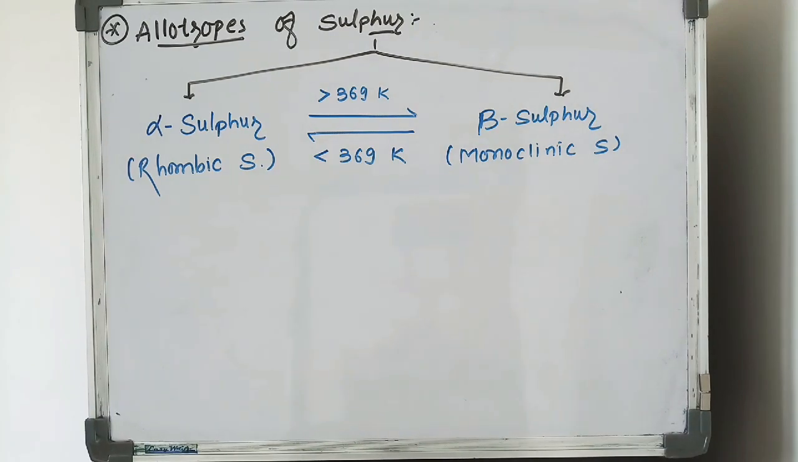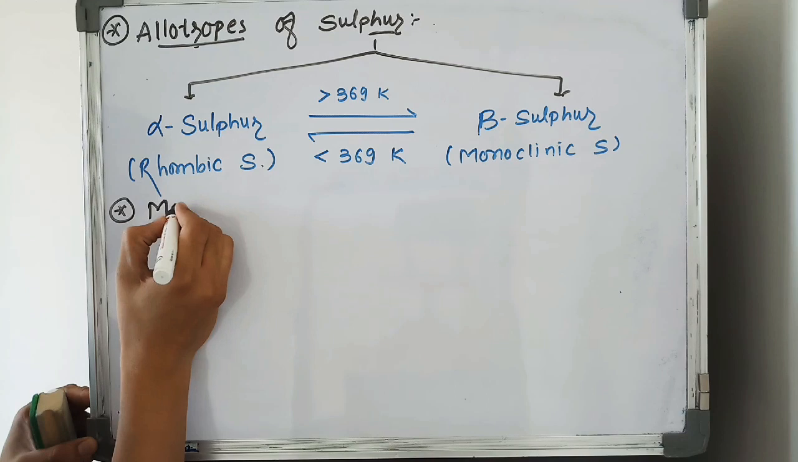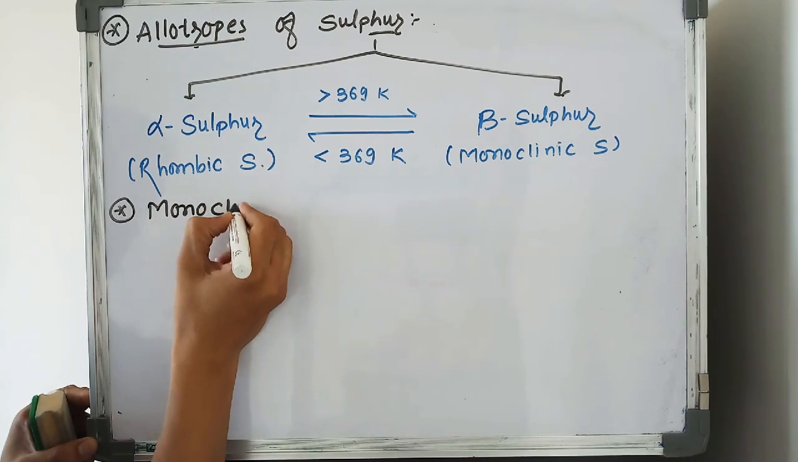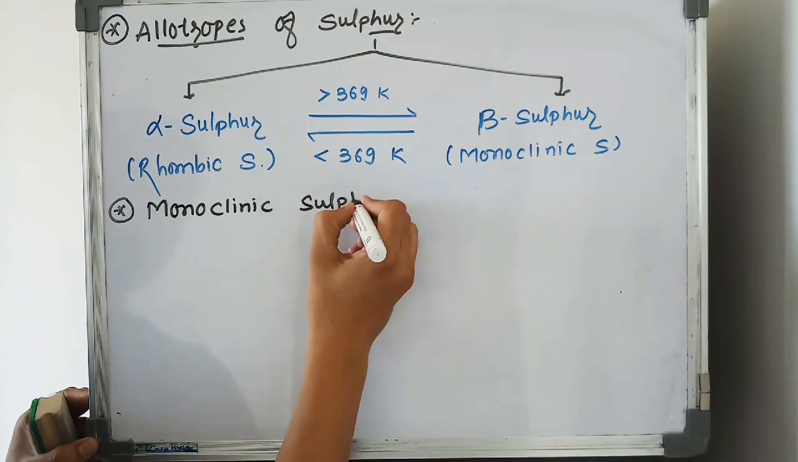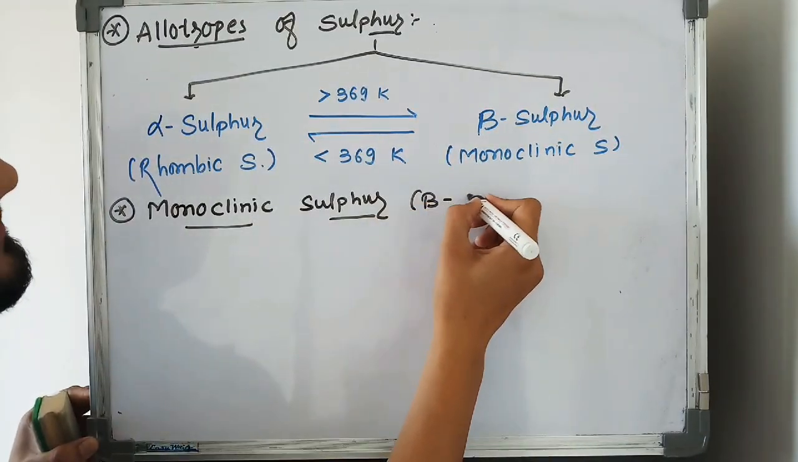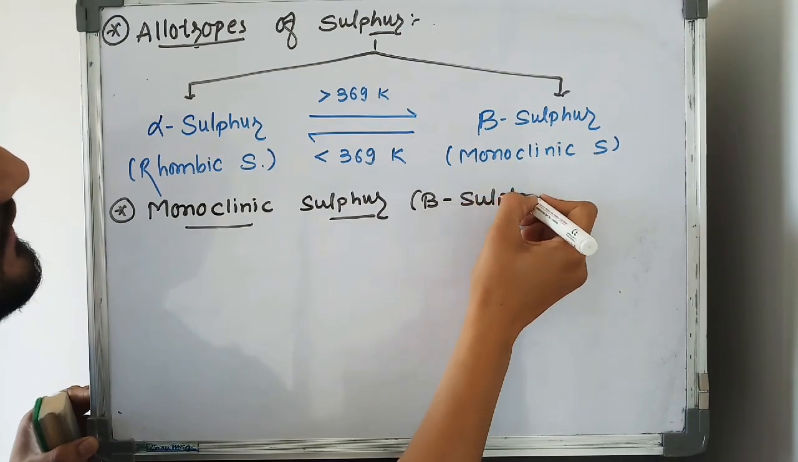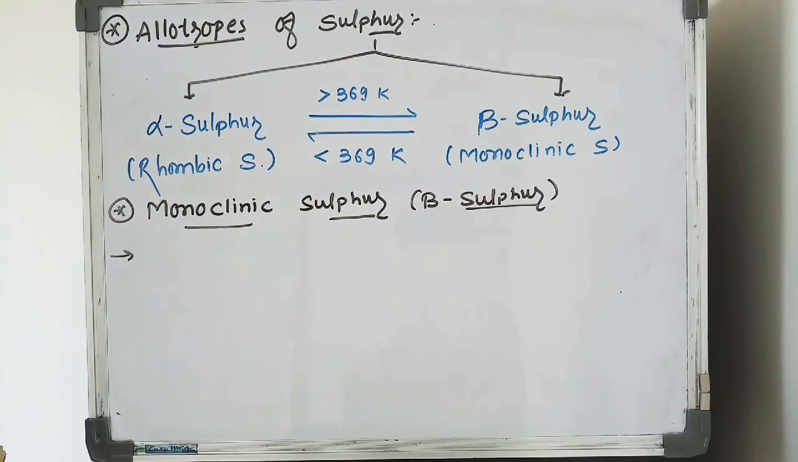Rhombic sulfur. The next one is monoclinic sulfur. This is also called beta sulfur. This beta sulfur is colorless.